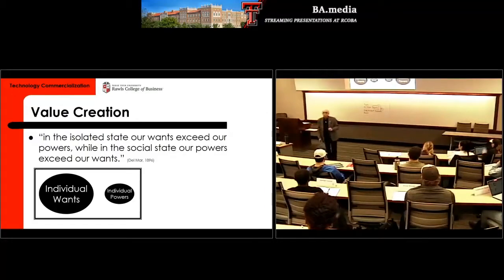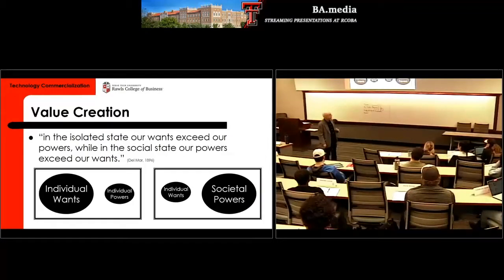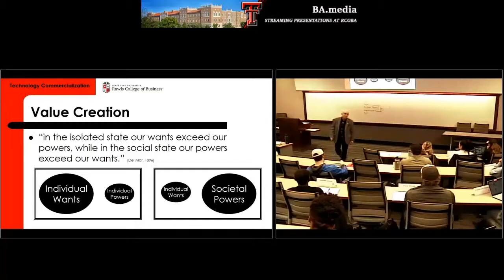But in the social state, societal powers exceed individual wants. We've got Southwest Airlines. So what's Southwest Airlines? It's just a bunch of people. They got together to create value, objects, plane tickets for people. Oh, great. Where did they get the money? Well, they got it from financial markets, from savers, right? How do they keep it? They get some sales.